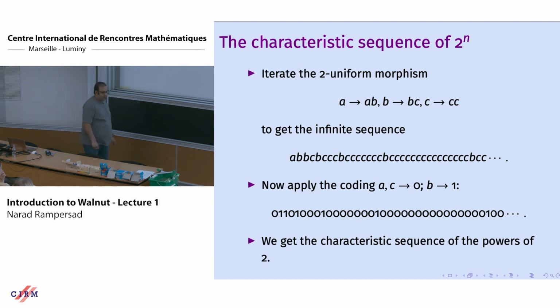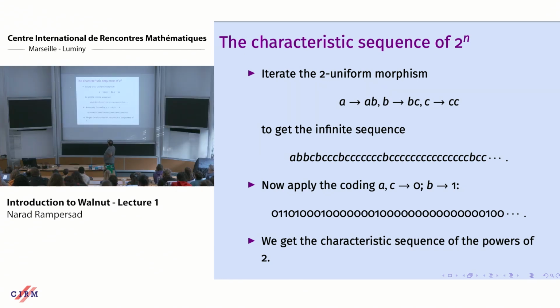Here's another example of this kind of construction. I define another 2-uniform morphism, this time a map from {A,B,C} to {A,B,C}: A goes to AB, B goes to BC, C goes to CC. And I again iterate starting from A, the same way I did on the last slide, and I get this infinite sequence. And then I relabel the letters. So I map A and C to 0 and B to 1. And you can see here that what I get is ones in the positions that are powers of 2.